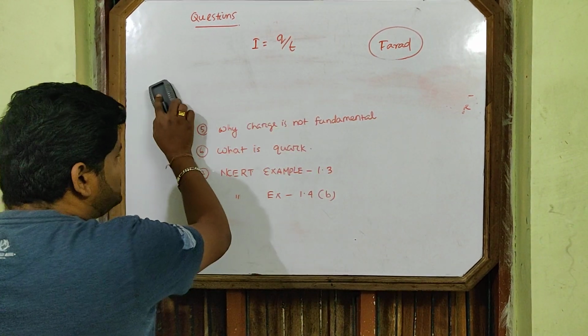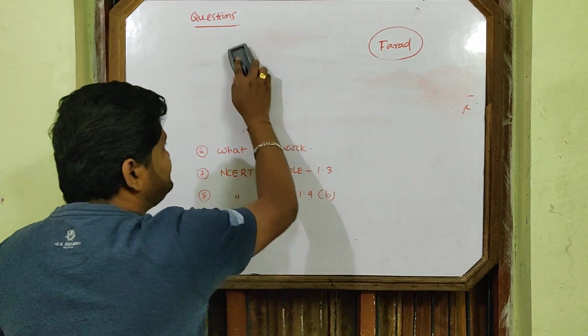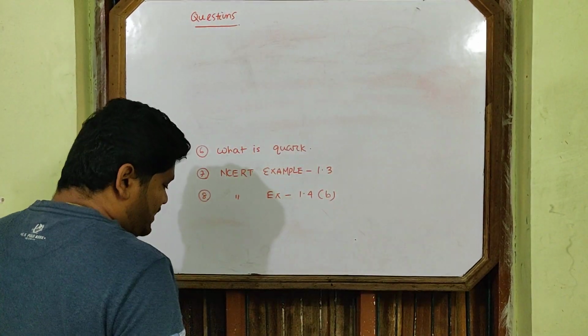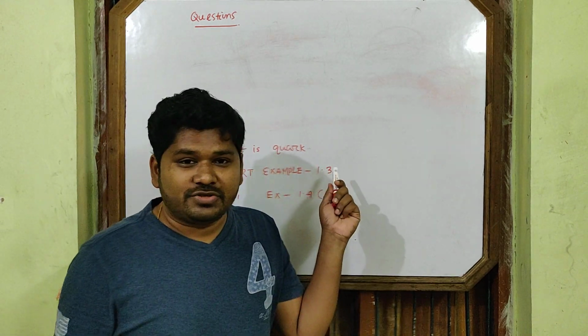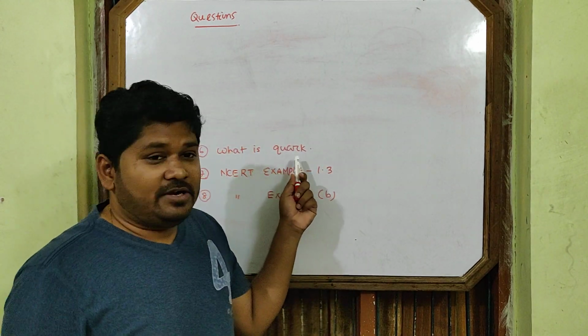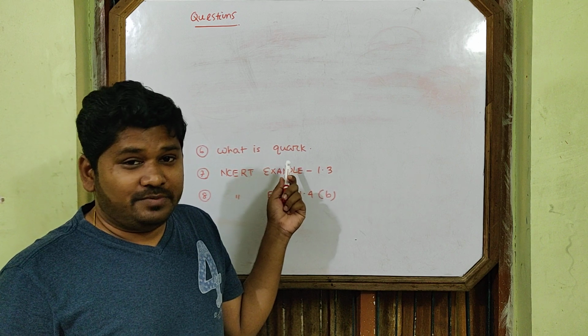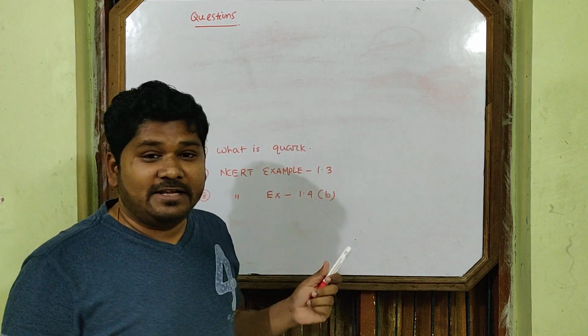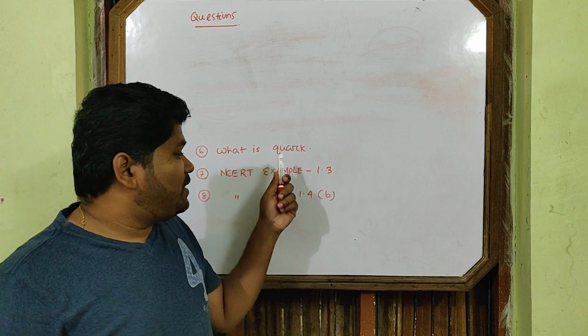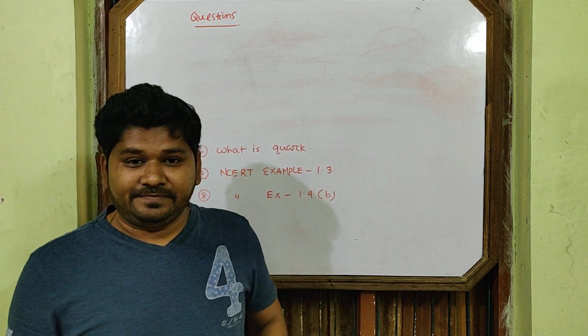Then come to question number 6. It's a very important question. Question number 6 is, what is quark? I have told you, you may not find this in your books, but you'll find it on the internet. I have told you to see what is quark. I hope all of you have seen. But still I am now giving the answer. What is quark? Quarks are the particles.